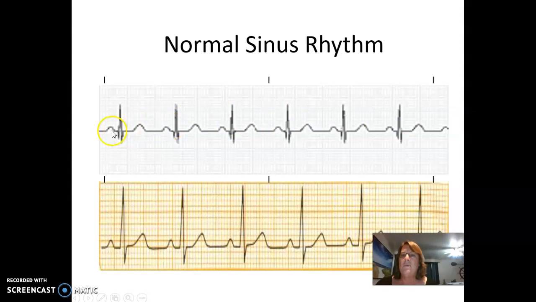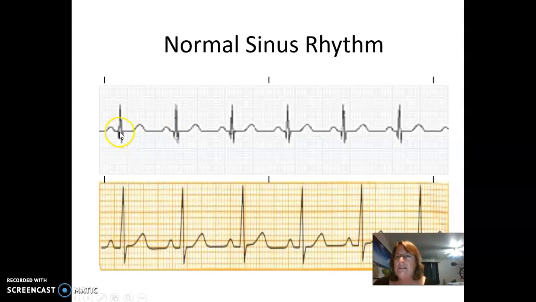I have one P wave for each and every QRS, and my P wave looks normal, rounded, and symmetrical. So I think it's coming from the sinus node. And now I want to see how many little boxes I have. From the beginning of the P wave to the beginning of the QRS, it looks like I have 1, 2, 3, just a hair over 3. 3 would be 0.12. So it's 0.12, 0.14 at most. Okay, that's normal. We said normal was 0.12 to 0.20.